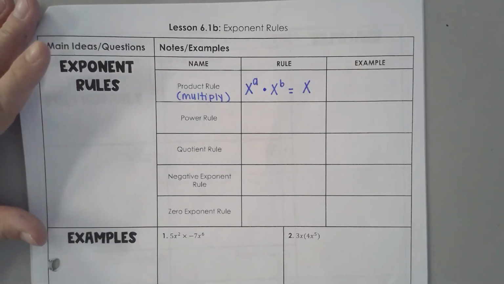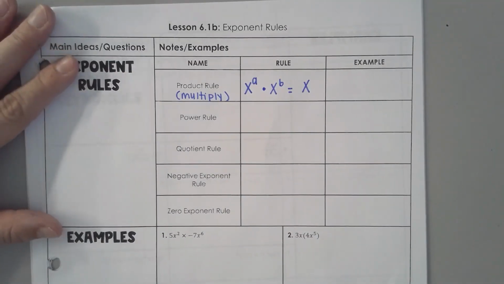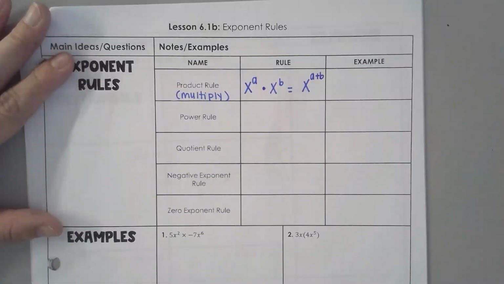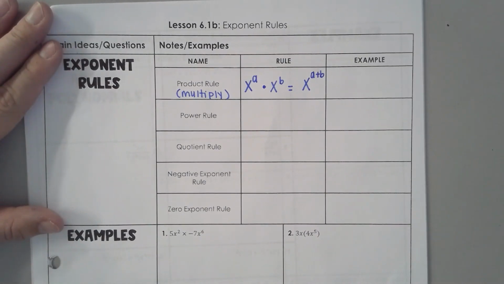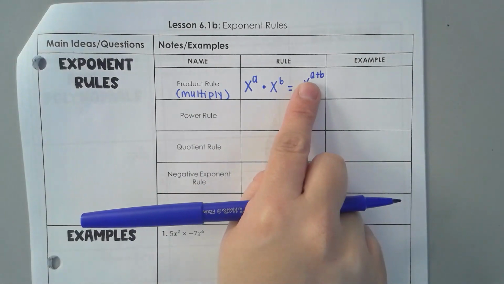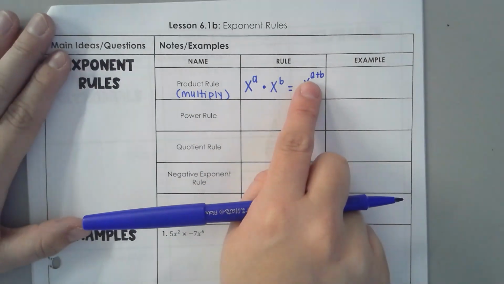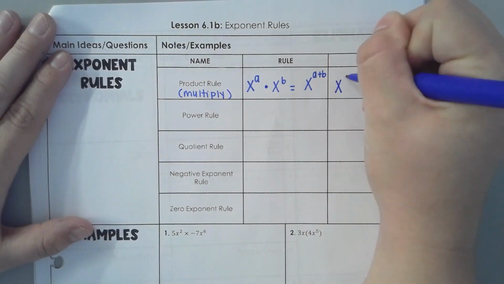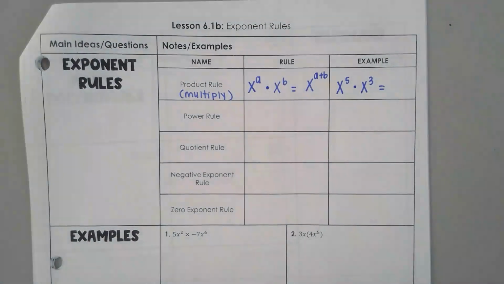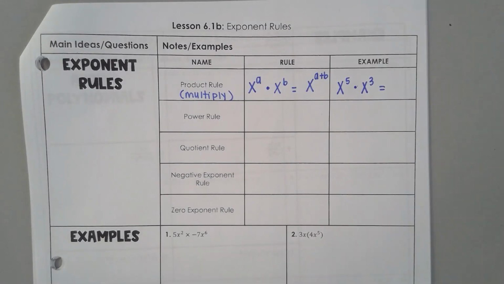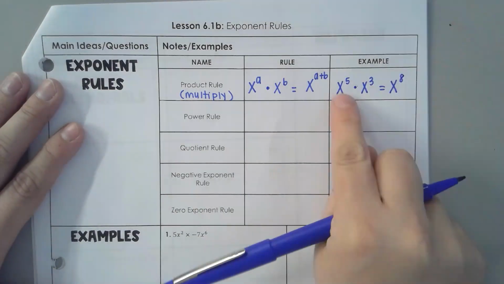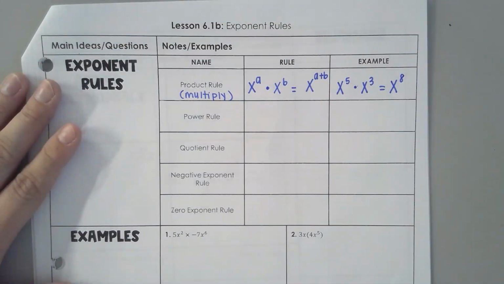You do not multiply them. You add them. So a plus b. So when you're multiplying variables, you add the exponents. So for example, x to the 5th times x to the 3rd is x to the what? 8th, because you add 5 and 3.